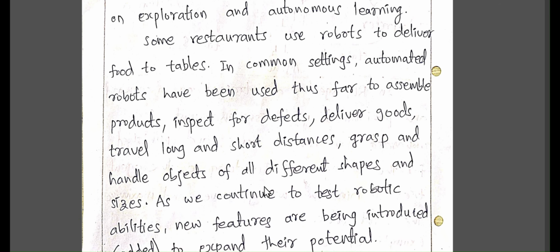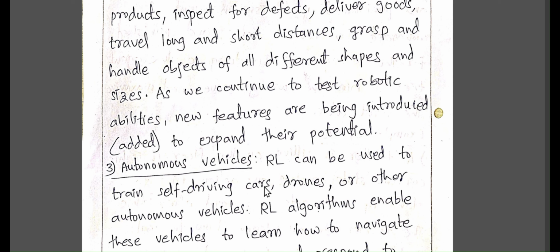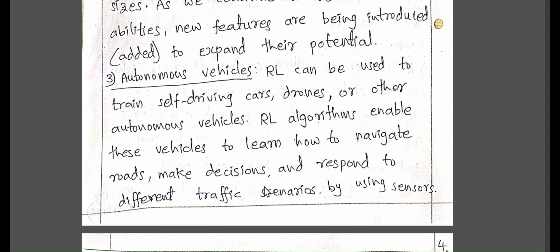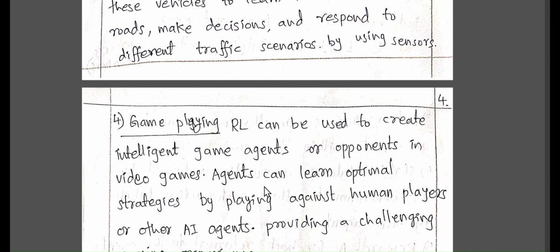It can handle the objects, and we continue to test robotic abilities. New features are being introduced to expand their potential. Autonomous vehicles: RL can be used to train self-driving cars, drones, or other autonomous vehicles. RL algorithms enable these vehicles to learn how to navigate roads, make decisions, and respond to different traffic scenarios by using sensors.